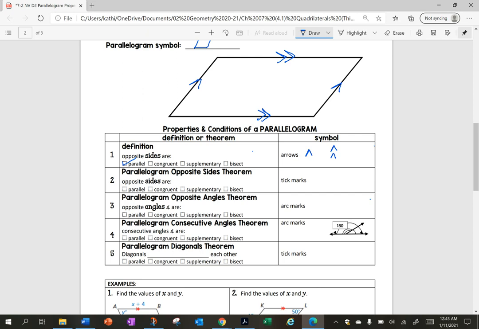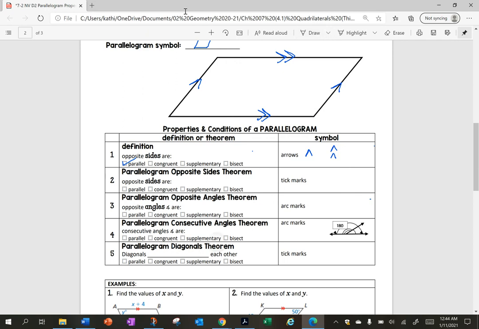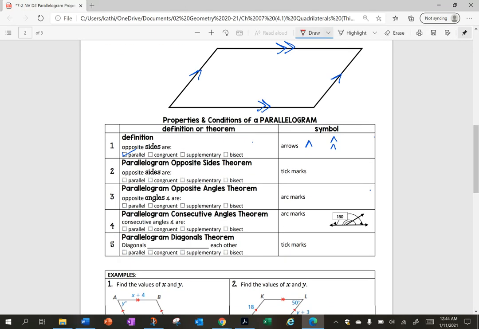Okay, so the next is a condition. Parallelograms have opposite sides that are congruent. Opposite sides are congruent. To show congruent, we use tick marks. So here I have one set of tick marks and two sets of tick marks. So these two sides are congruent, and these two sides are congruent.